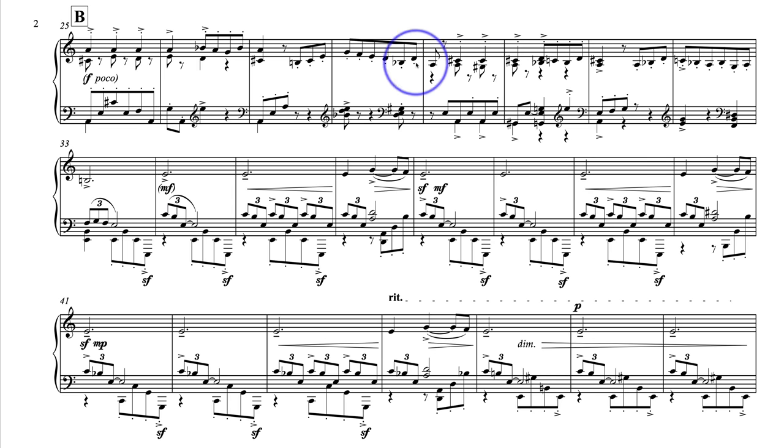A lot of this piano playing is built right into the hand. Falla knew what he was doing when he asked the pianist to do certain kinds of gestures. It really does fit under the hand of an accomplished pianist, as opposed to just being awkward no matter how good you are or how bad you are as a pianist.